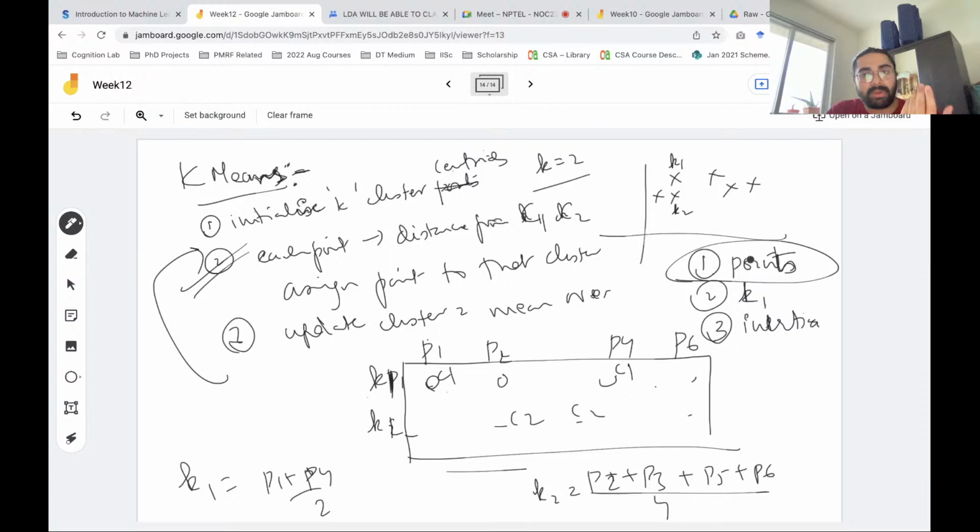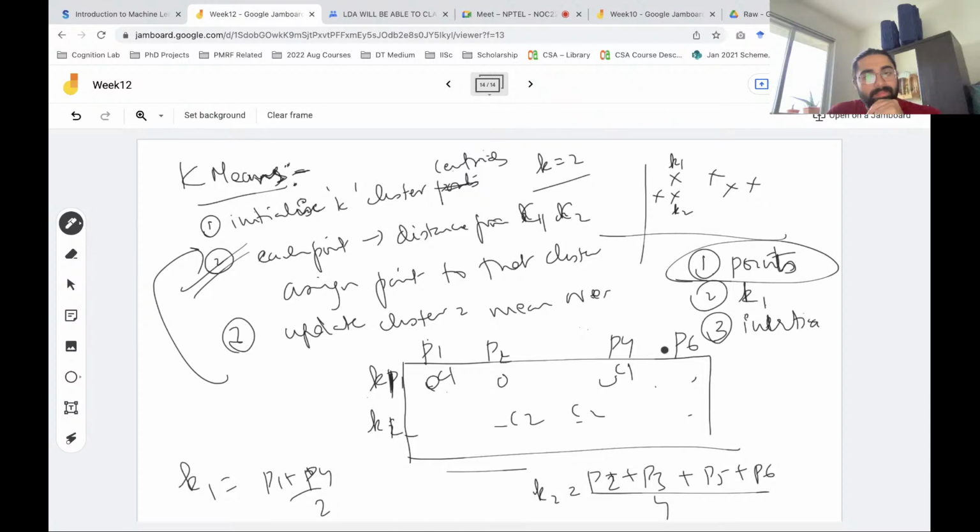Points should stop shifting. For example, in this iteration I got P1 and P4 in the same cluster one. In the next iteration, I still got only these points in this cluster. That means k-means has converged, and you can stop there. Even if the centroid has changed, if we are getting the same clusters, we stop there. If you get the same points, it means the clusters don't change. That's in a way inconsequential, but yes.